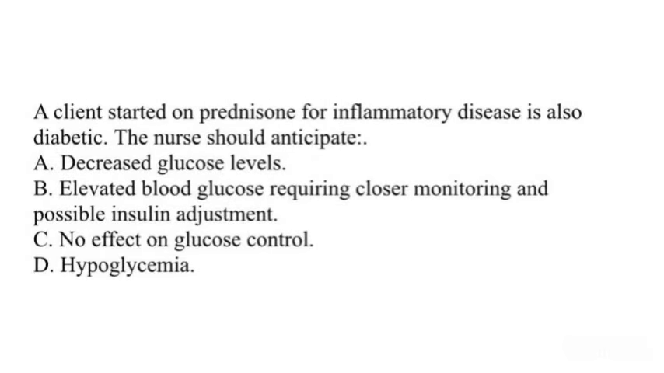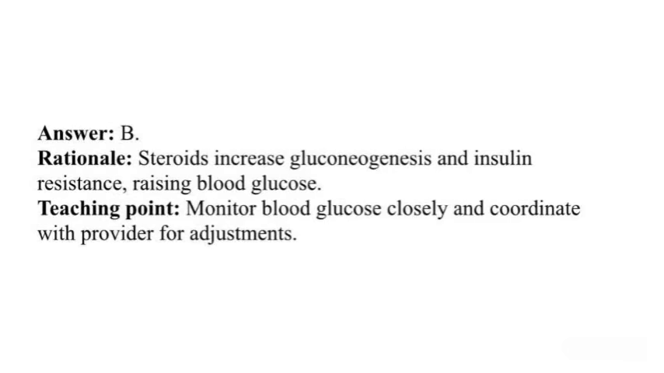A client started on prednisone for inflammatory disease is also diabetic. The nurse should anticipate: A. Decreased glucose levels. B. Elevated blood glucose requiring closer monitoring and possible insulin adjustment. C. No effect on glucose control. D. Hypoglycemia. Answer, B. Rationale: Steroids increase gluconeogenesis and insulin resistance, raising blood glucose. Teaching point: Monitor blood glucose closely and coordinate with provider for adjustments.